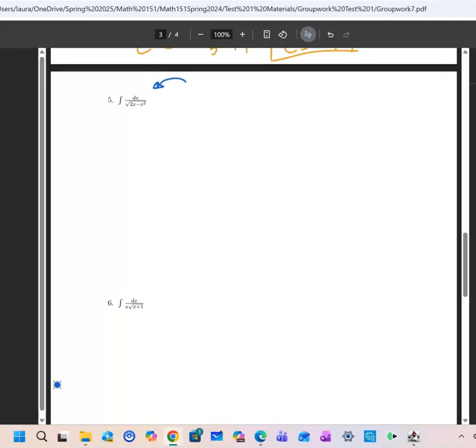What to do with this. I see a quadratic under a radical. I want to do a trig substitution, but it's not in the right form. So that's when I think complete the square.